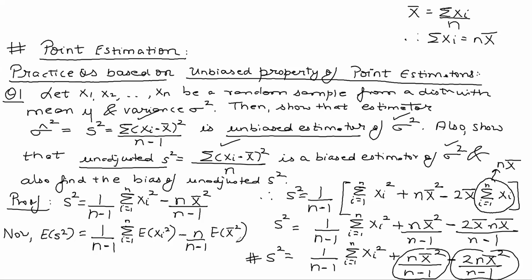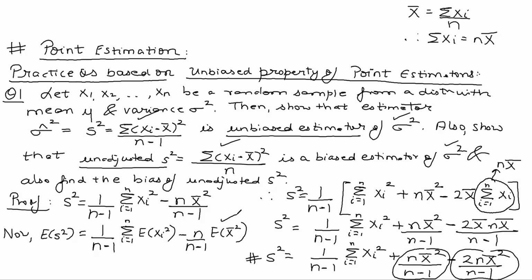Now guys, you should remember that x bar itself is a random variable. Since x bar itself is a random variable, I cannot take it outside the expectation. It's expected value of x bar square because x bar itself is a random variable. So I hope students have understood. We have taken expectation on both sides. So expected value of s square is 1 upon n minus 1 times summation as i goes on from 1 to n expected value of xi square minus n upon n minus 1 times expected value of x bar square.